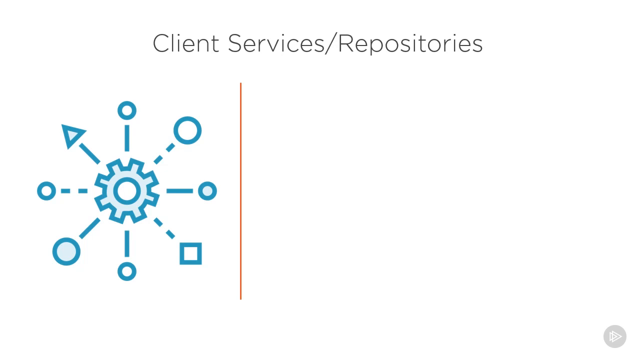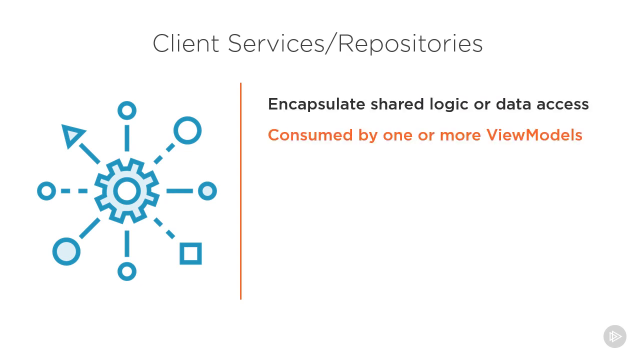Now there's one more layer that's not officially part of the MVVM pattern, but is often used with MVVM to further separate concerns and avoid duplicate code. That's the client services layer. Client services encapsulate any shared logic that spans more than one view model. This could be utility code, data access code, security services, and so on.